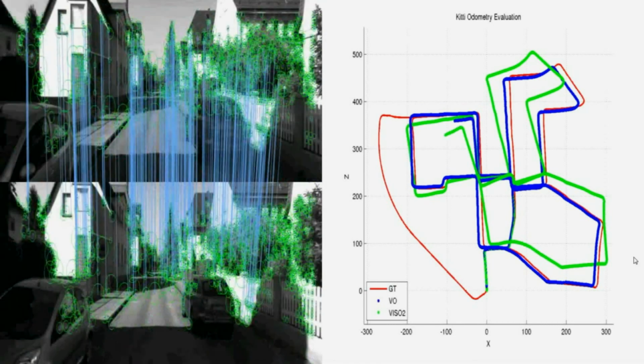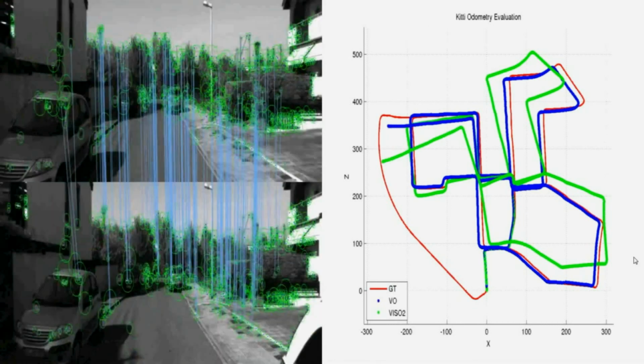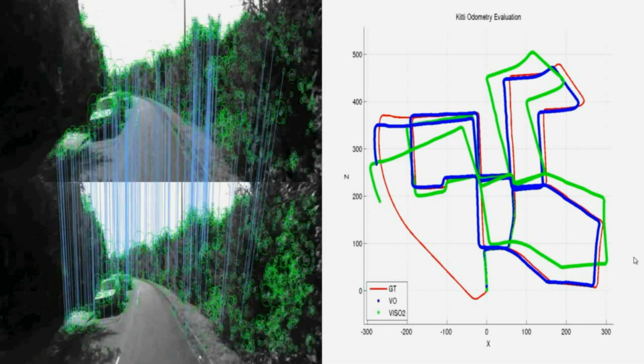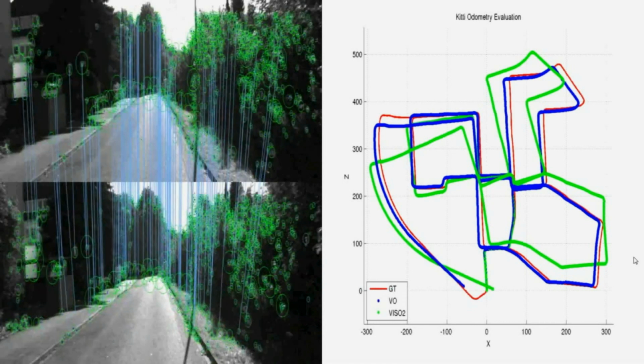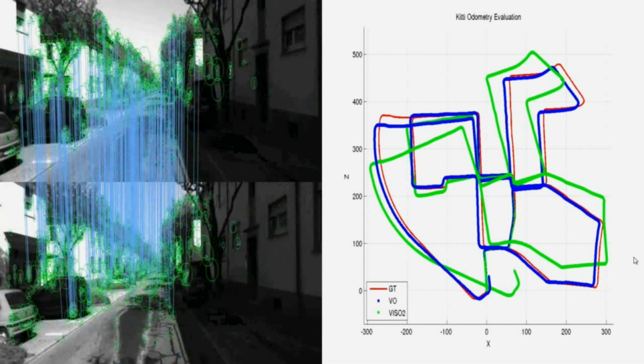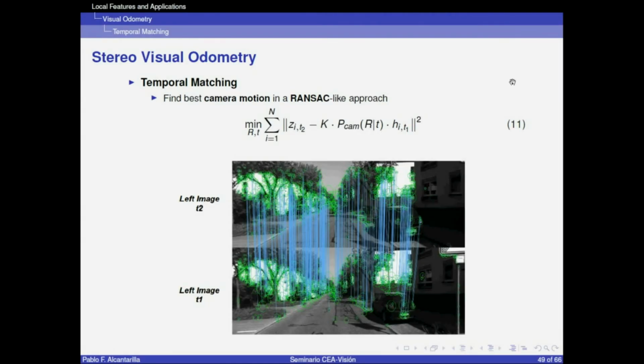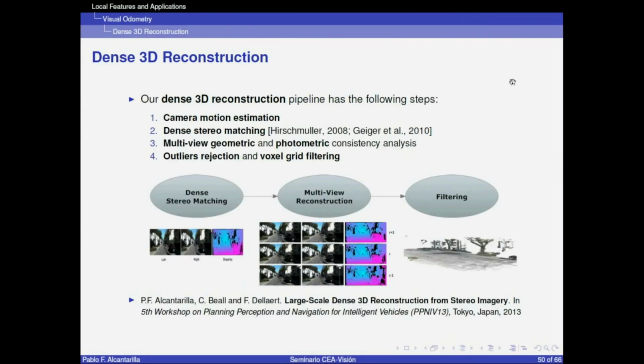Now we can use the camera motion that we are incrementally computing for performing a dense 3D reconstruction of the scene. So I will briefly mention a dense 3D reconstruction pipeline that I was working on last year with my colleagues Chris Beal and Frank Dellaert, which is called large-scale dense 3D reconstruction from stereo imagery. So it has several steps. The first one is that you need to know the camera motion.